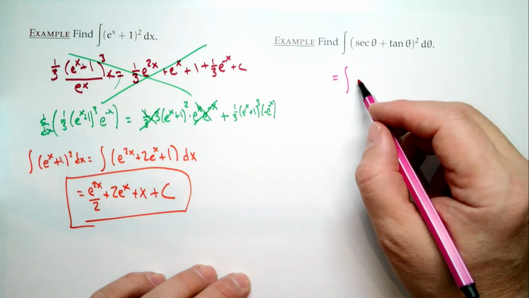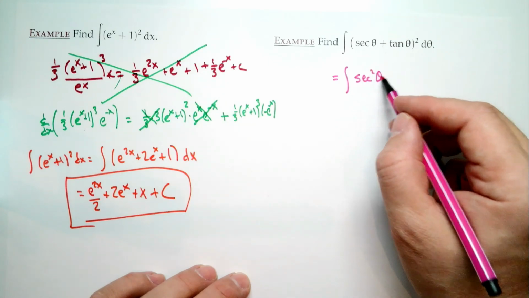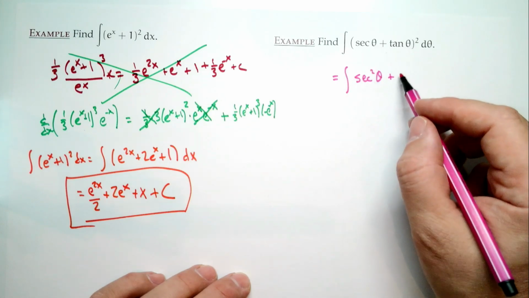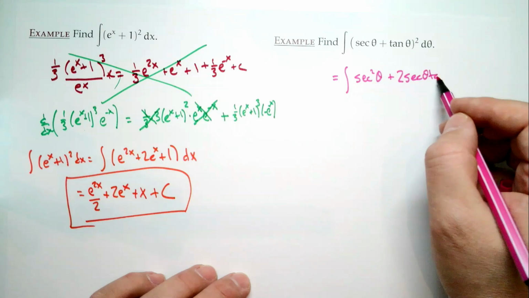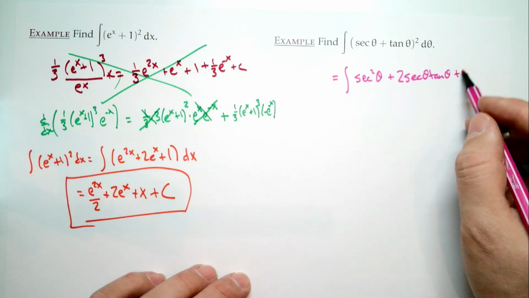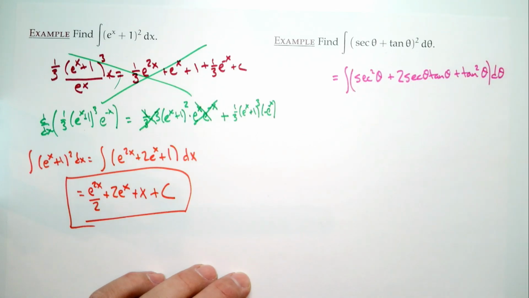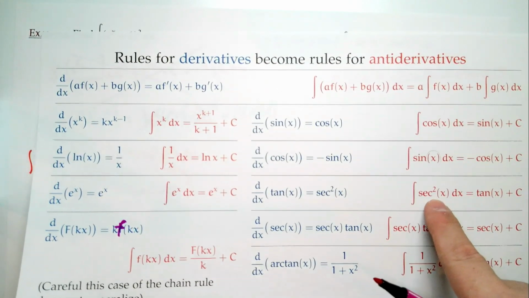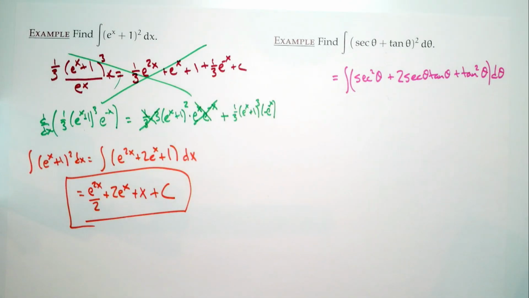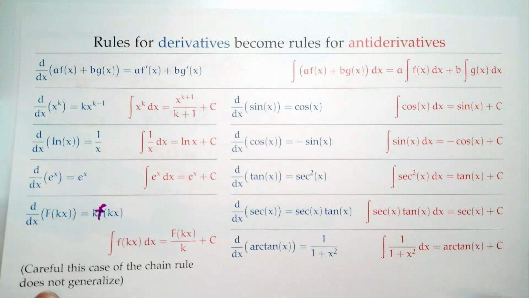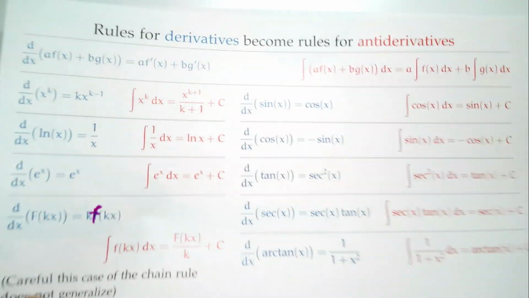If we expand this, we'll get secant squared theta, then we'll get the cross terms, 2 secant theta tangent theta, and then we're going to get tangent squared theta on the end. And that's all d theta. Okay, so far so good. Now let's just sort of check. All right, secant squared. Let's see. Oh, there it is. We can do that one. Secant squared is good. It's on our list. How about secant tangent? Let's see. Is that on our list? Yeah, that's right there. Secant tangent. That's good. We can do that one.